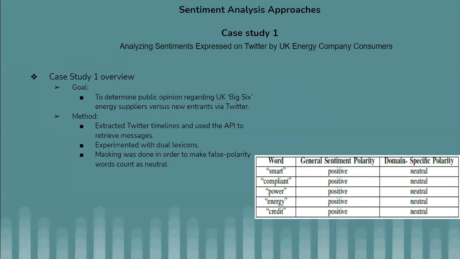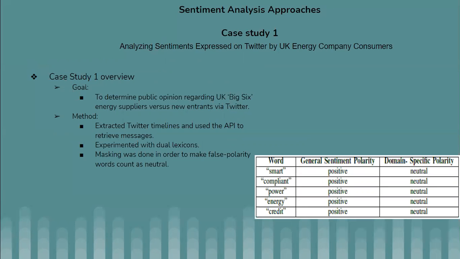So what was the goal of the authors? Their goal was to determine public opinion regarding the UK Big Six energy suppliers and the new entrants on the scene. And they wanted to do this via Twitter. So what they did is they extracted Twitter timelines and used the API to retrieve messages.